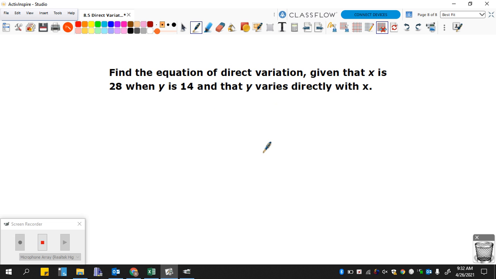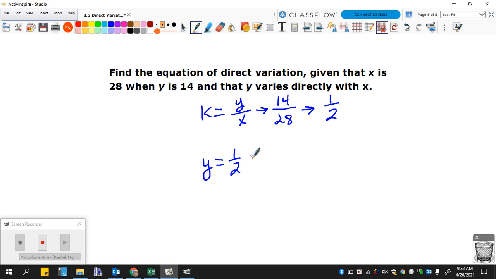And find the equation of direct variation given that x is 28 when y is 14, and that y varies directly with x. So k is equal to y over x, which gives us y is 14, x is 28. That reduces down to 1/2. So our equation of direct variation is y = (1/2)x.